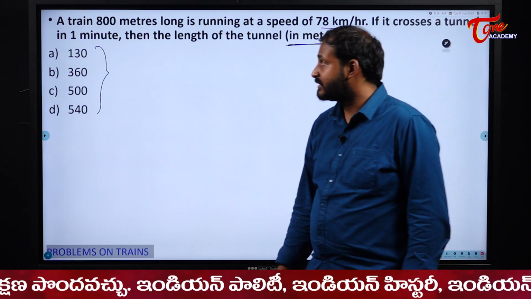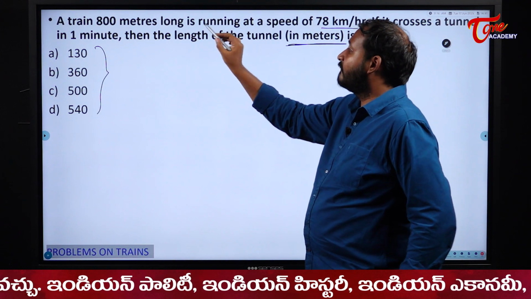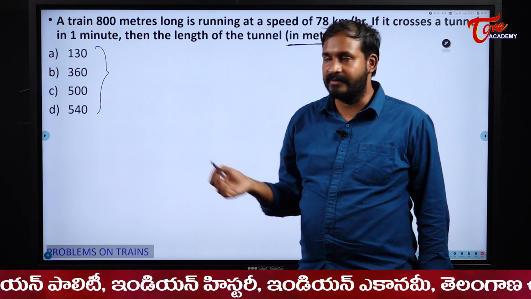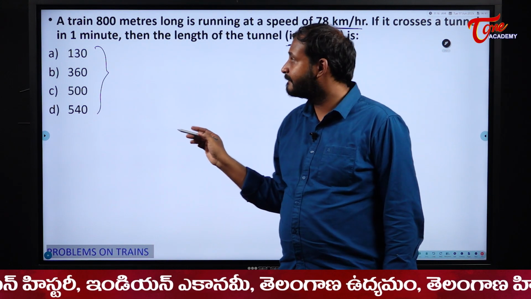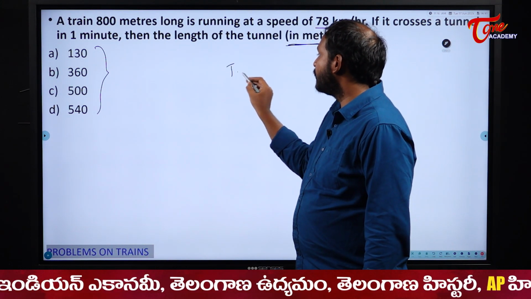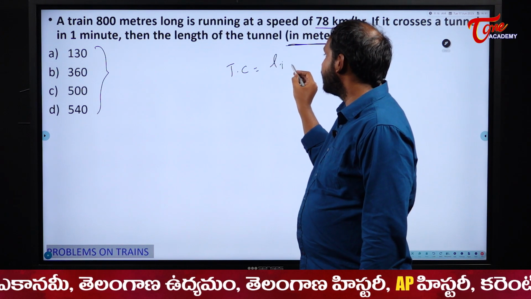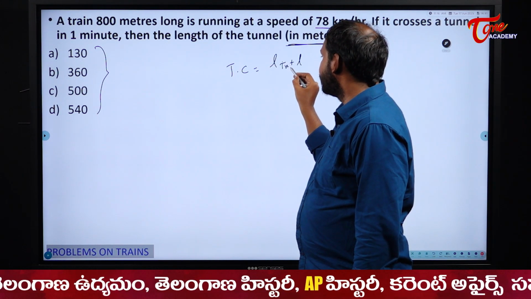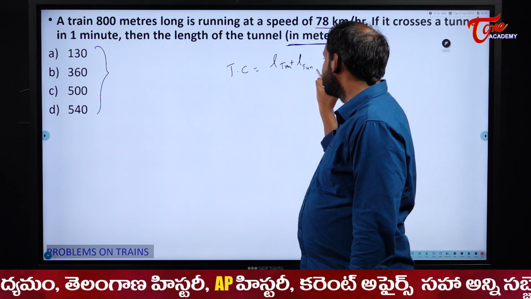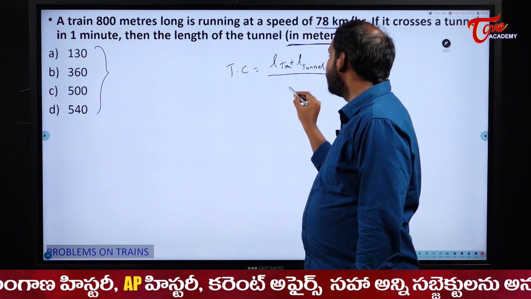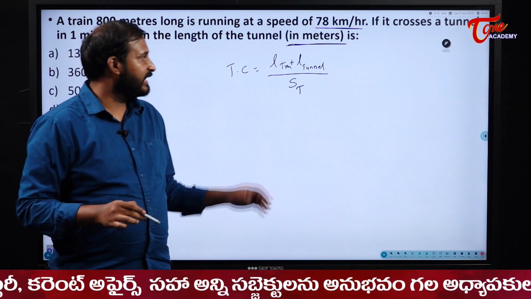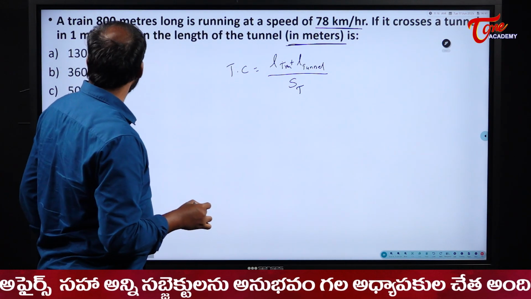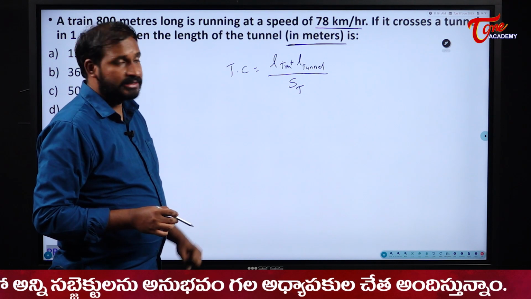Okay, don't get confused. Now, see here, the train's length is how much? 800 meters. It is running at a speed of 78. This is a train and a tunnel case, right? So, time taken to cross will become what? Length of the train plus length of the tunnel by speed of the train. Why? Because only one object is moving, that is only the train. The tunnel is stationary. So, we need to find that tunnel's length.